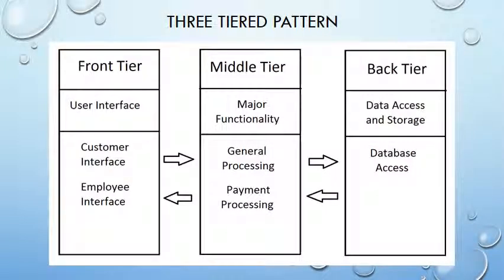So the pattern that's been chosen for the BruceUber architecture is a three-tiered pattern. We have a front tier, a middle tier, and a back tier. The front tier contains a user interface, which has been split into a customer interface and an employee interface. The middle tier contains the major functionality and processing, and it's been split into the general processing and the payment processing, and the back tier just serves the data access and storage, just the SQL servers, nothing much more than that.